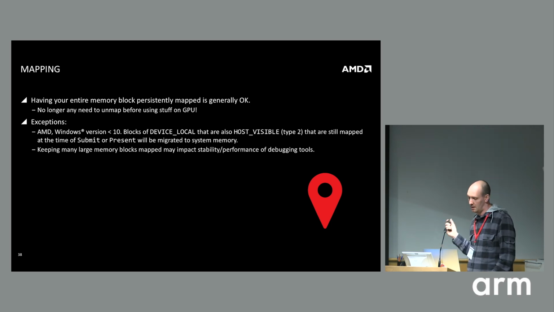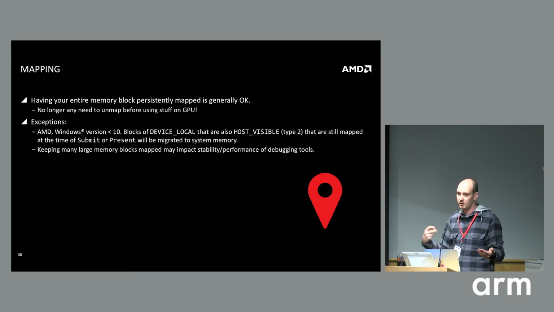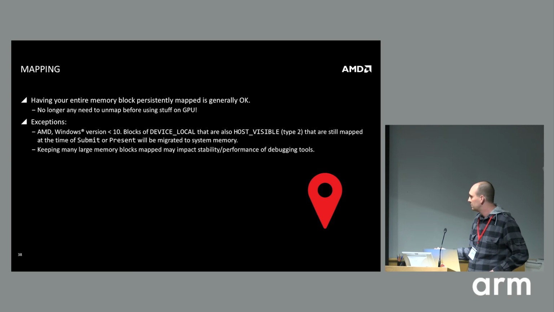Just a couple of notes on mapping. It's generally okay to have an entire memory block persistently mapped. I know on previous, older APIs, if you kept something mapped on the CPU and then accessed it on the GPU, that would be suicide. No longer the case, at least on Windows 10. On Windows 7, you might get some issues if you're still doing that at submit or present time. So do take care if you're targeting all the platforms. Also be aware that if you're keeping enormous stuff mapped the whole time, you may impact the usability and stability of your debugging tools. So just a note on that.